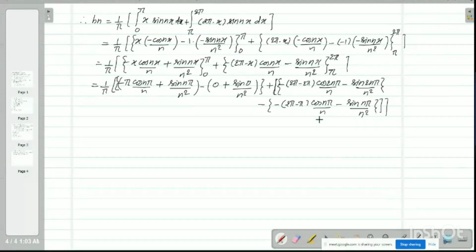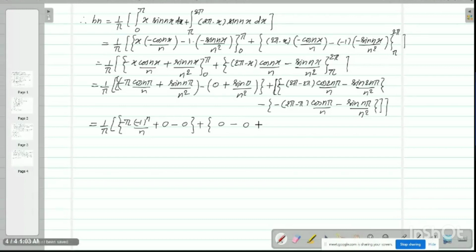Now simplify. So this is equal to 1 upon pi, and this is minus pi, cos n pi is (-1) raised to n by n, and sin n pi is 0. Minus and minus here, this will be 0, and minus sin 0 is 0. This is for the first term, and plus second term: 2 pi minus 2 pi is 0, and minus sin 2n pi is 0. And minus and minus n here, 2 pi minus pi is pi. Cos n pi is (-1) raised to n by n, and sin n pi is 0.